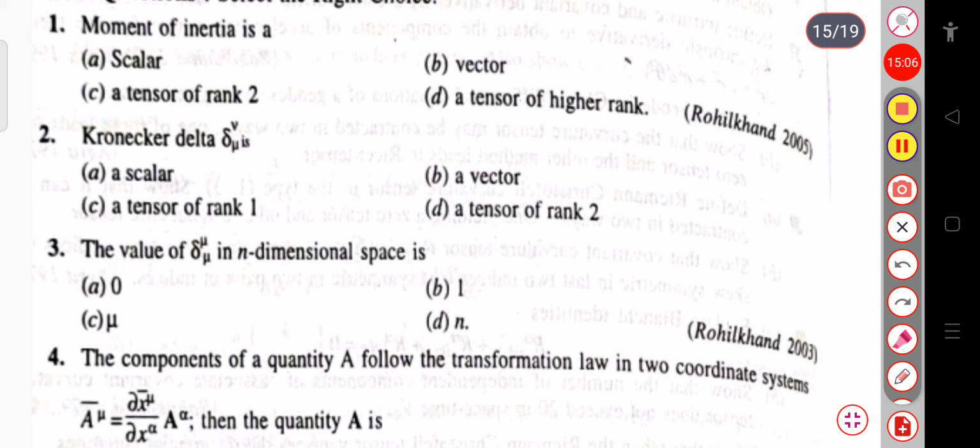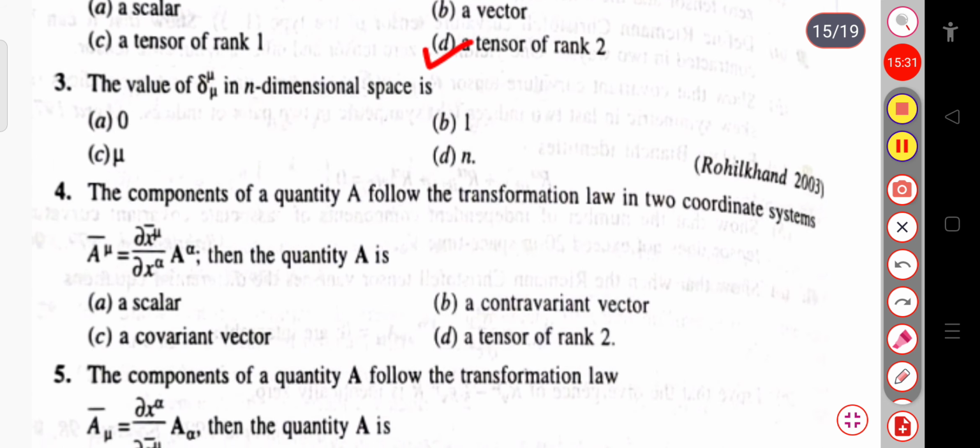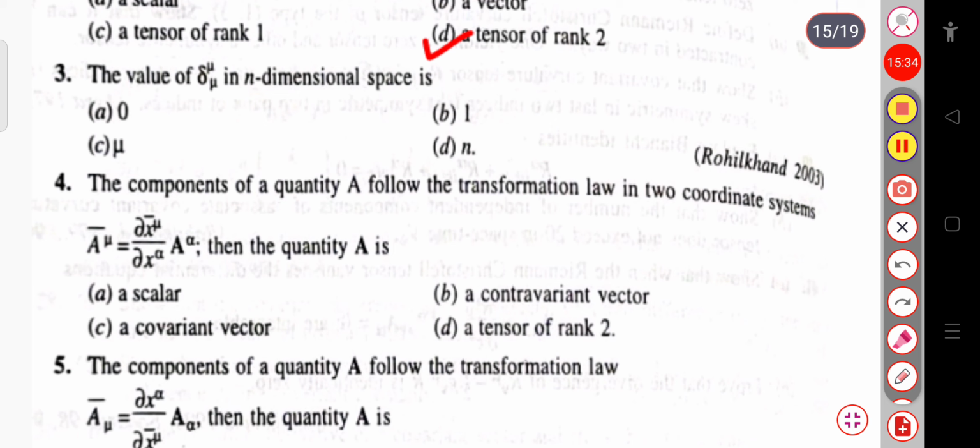Moment of inertia is a scalar or vector or a tensor of rank 2 or a tensor of higher rank. Which one will be true? So moment of inertia, it is a tensor of rank 2. The next is Kronecker delta, delta mu nu. It is a scalar or vector or a tensor of rank 1 or a tensor of rank 2. This is also a tensor of rank 2. The next is the value of delta mu mu in n dimensional space is, so this is 0, 1, or n. So its value will be n.